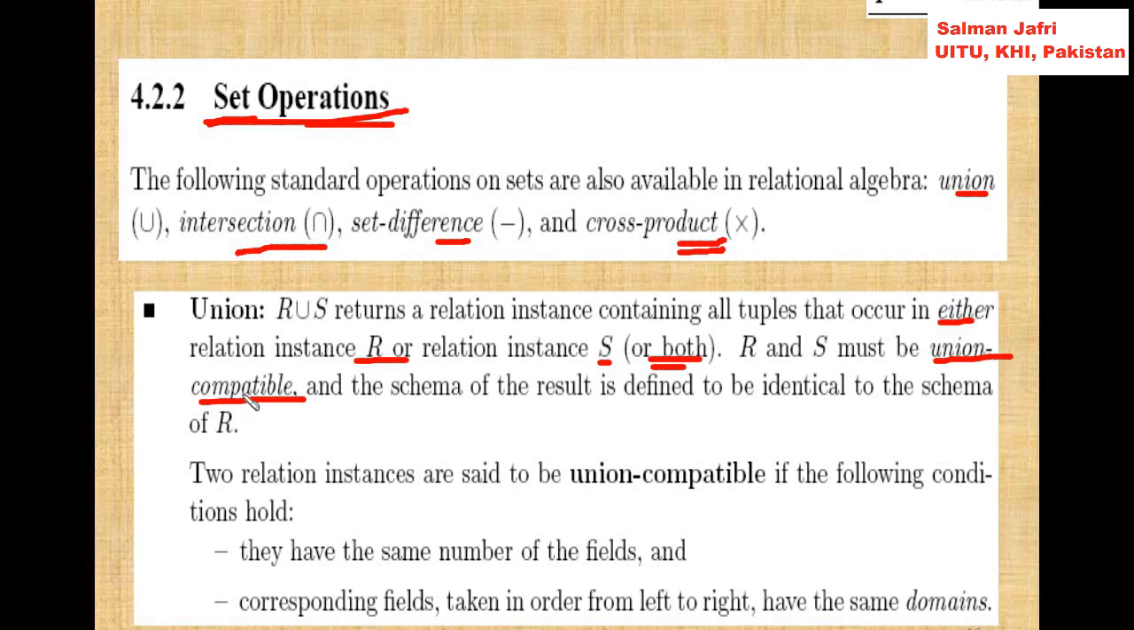And what do we mean by union compatible? The two relations are said to be union compatible if they have the same number of fields. So the total number of fields is the same for R and S, and corresponding fields taken in order from left to right have the same domains. So the type of the fields should be the same when we are reading from left to right. So these are the two important conditions.